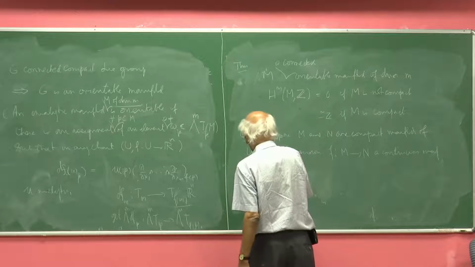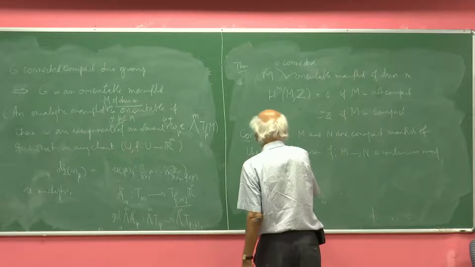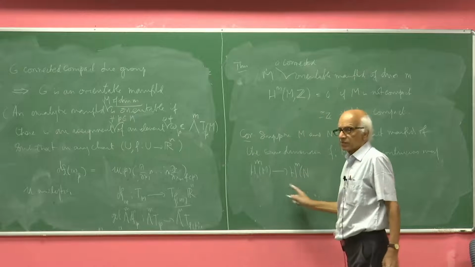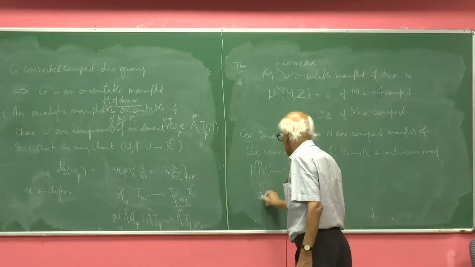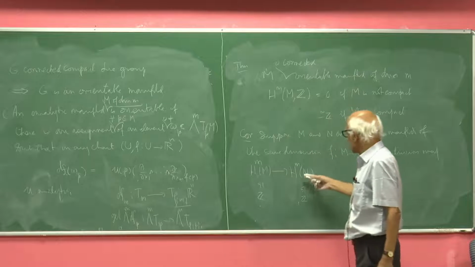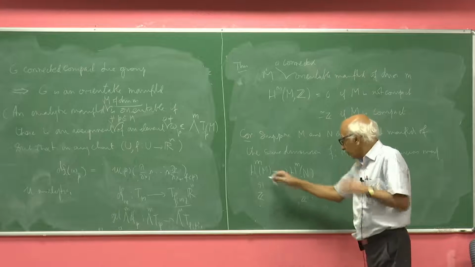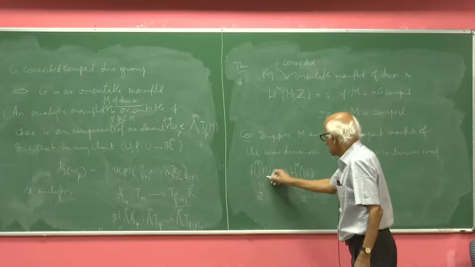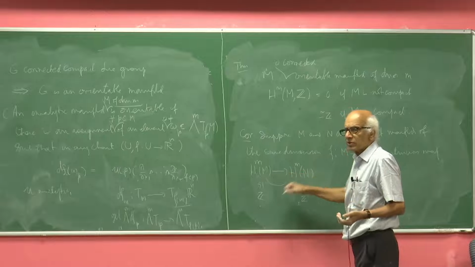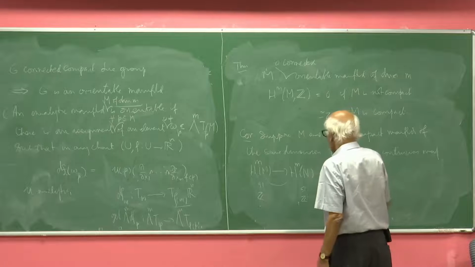Then look at the mapping Hm of M to Hm of N, where m is the dimension. Both are compact, so both are Z. So you identify this one with Z, and this one also with Z. The identification with Z, of course, is not unique; you can change it by plus or minus 1. But anyhow, if you fix this identification with Z, then this map is simply given by an integer, because any homomorphism between Z and Z is multiplication by an integer, which is called the degree of the map.